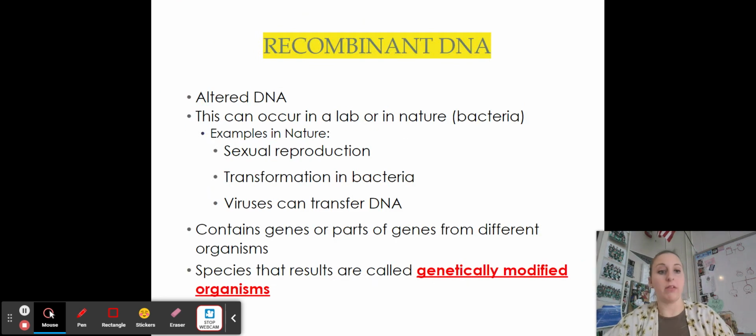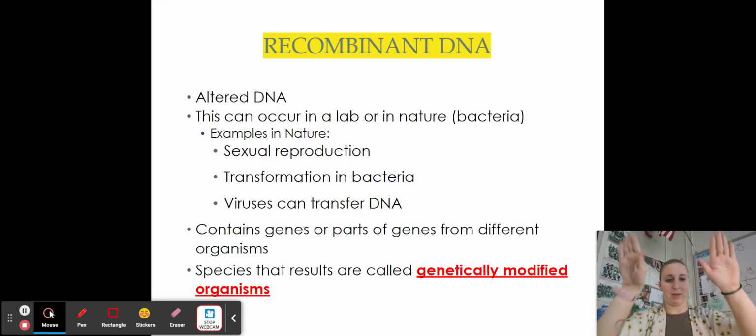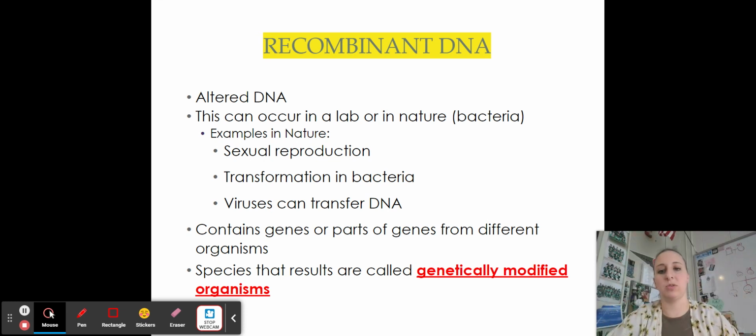This can occur in a lab, especially with major organisms, or it can happen in nature. Bacteria is an example of when recombinant DNA happens. Some more examples from nature: sexual reproduction, where you're taking mom's and dad's DNA, putting them together, and making new DNA as a result. Transformation in bacteria and viruses is the same thing, especially with viruses being able to transfer their DNA into the organism they're affecting. So this is where you can have two different organisms bringing their DNA together.